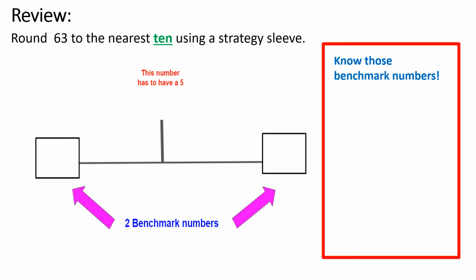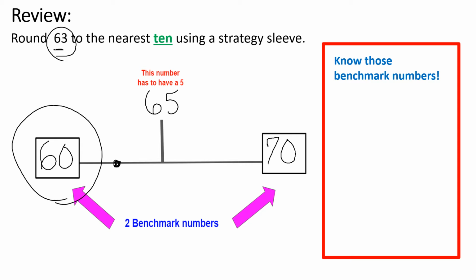So notice what I'm going to do. It says to round 63 to the nearest 10 using the strategy sleeve. So I know that I have the number 63 and I can see that I've got a 6 right there. So that means it's going to be between 60 and the next nearest 10, which is 70. I know that inside here I have the number 65. So when I'm looking, I see that 63 is probably going to be over here somewhere, which means that it's going to round to 60.